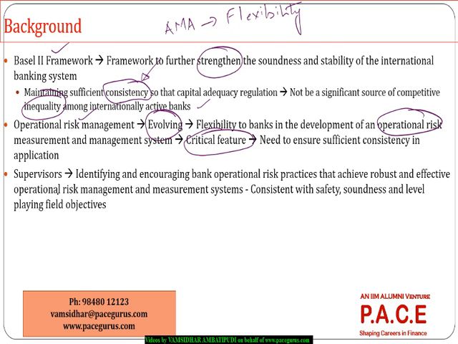Now this is where the supervisory guidelines have come up, and the intention of the supervisory guidelines is to identify and encourage the different kinds of operational risk management practices followed by banks, which can play a role in coming up with a very effective operational risk management and measurement system. So identify them, encourage the banks to go ahead with them, and keep monitoring them so that consistency between the various international banks is achieved.